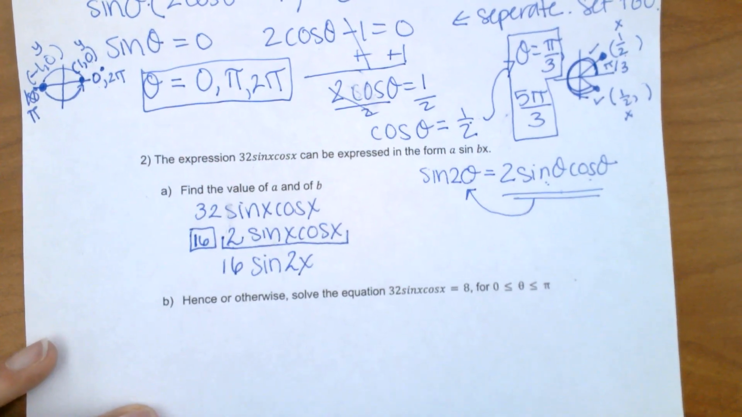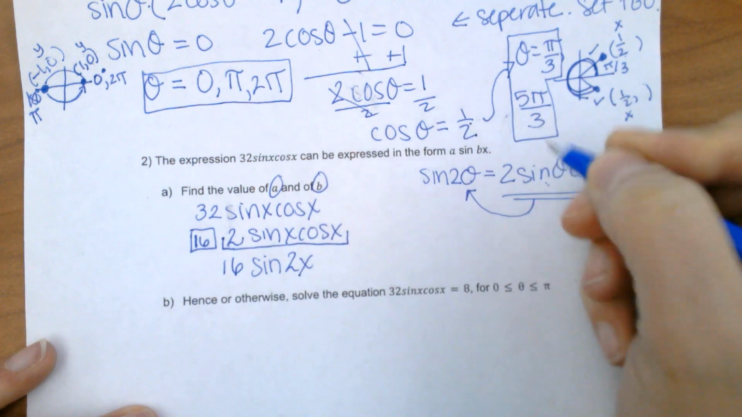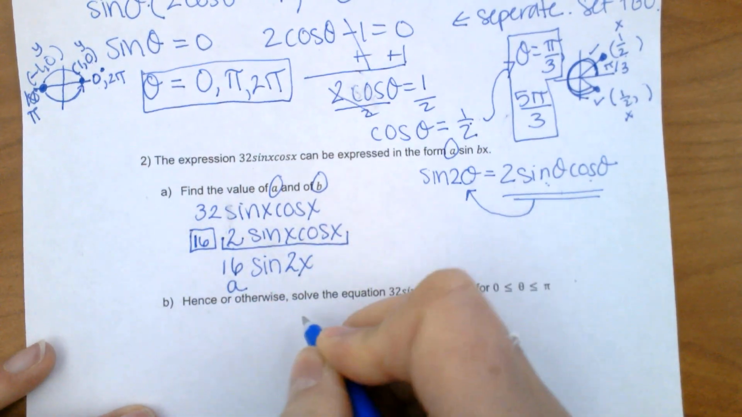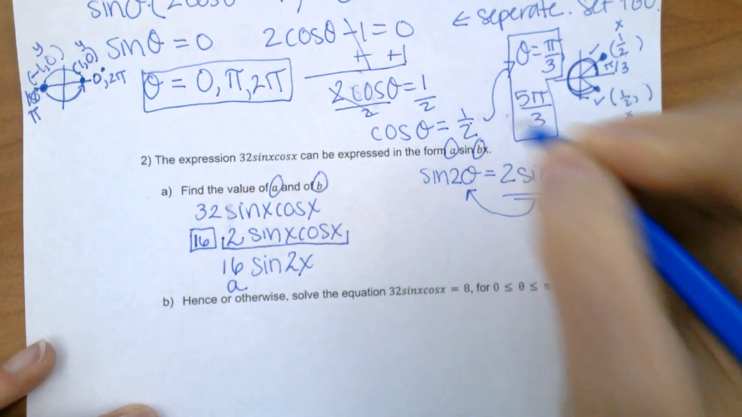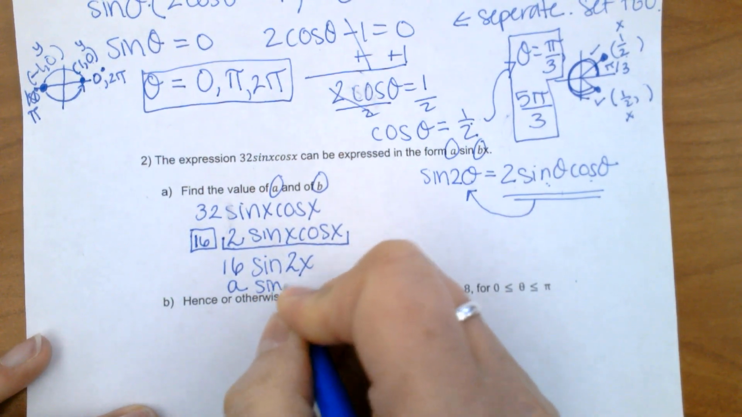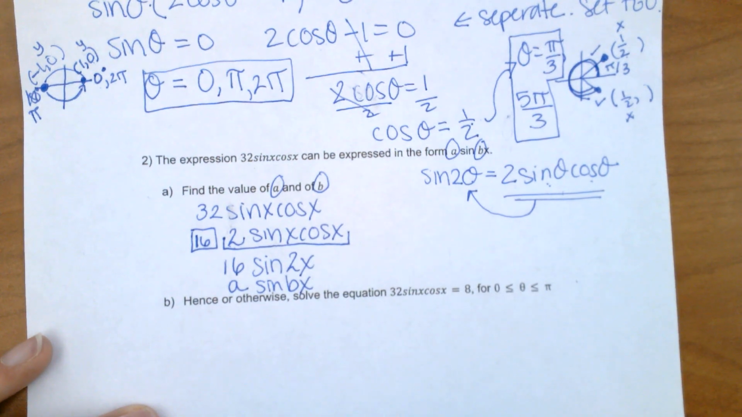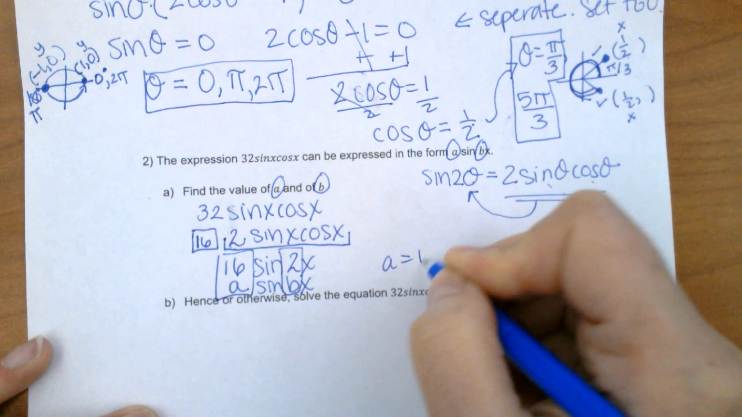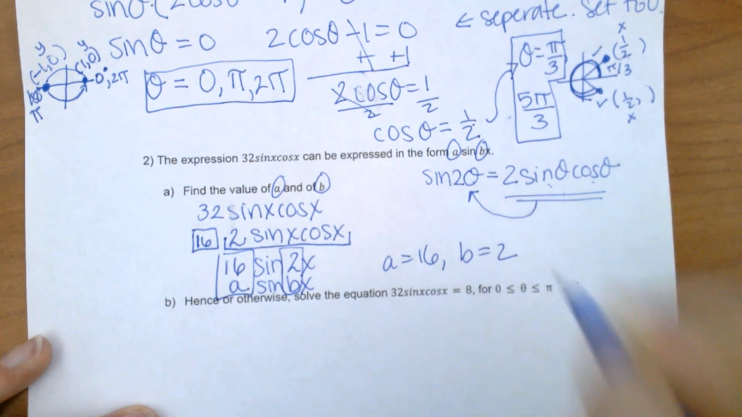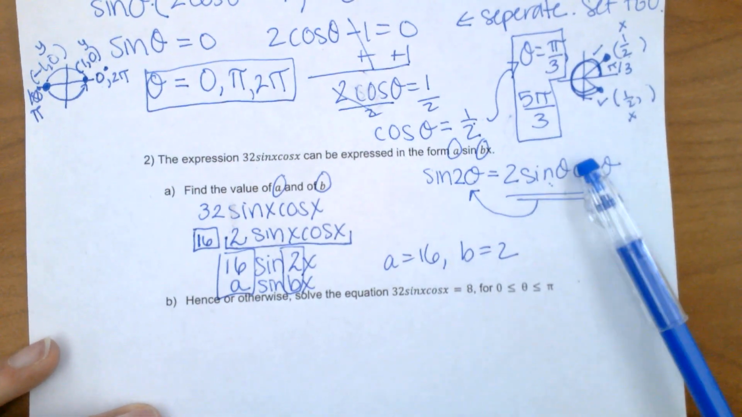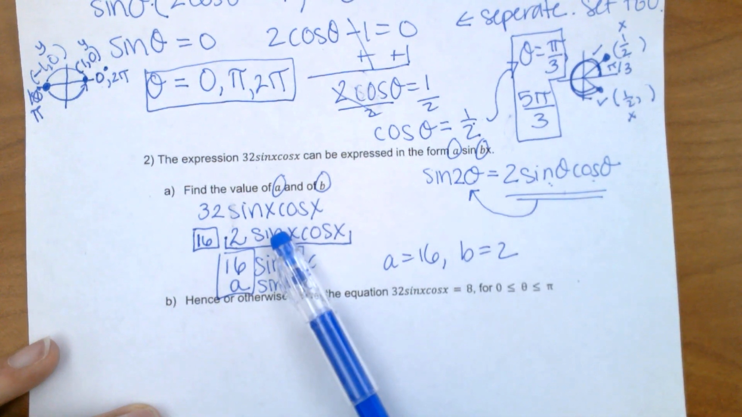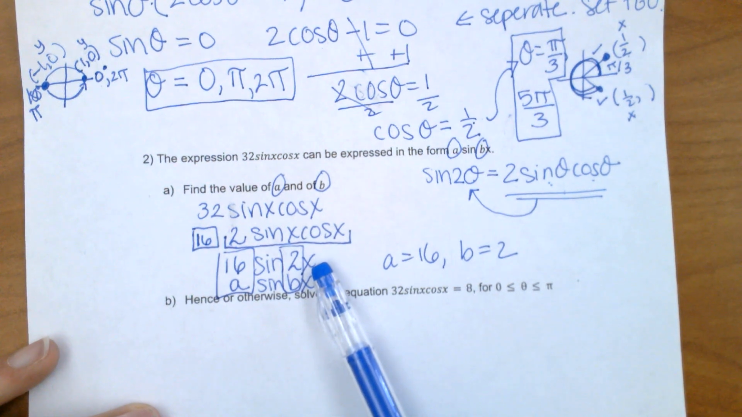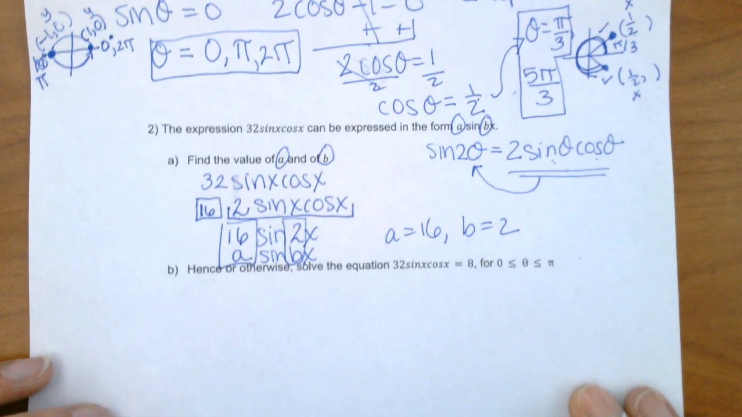Okay, so they want to know what A and B are. Well, A is the number that is in front, so A is going to be 16. B is the number next to x, so B is going to be 2. So A is 16 and B is 2. And that's it. It's using the formula, substituting it in. We had to find that missing number, and then we had to change it to our double angle. All right, the last one.